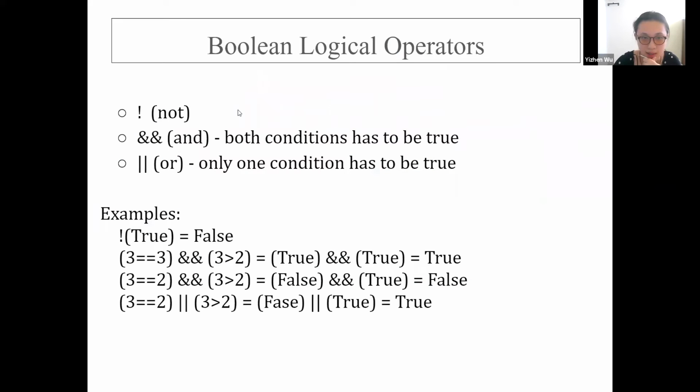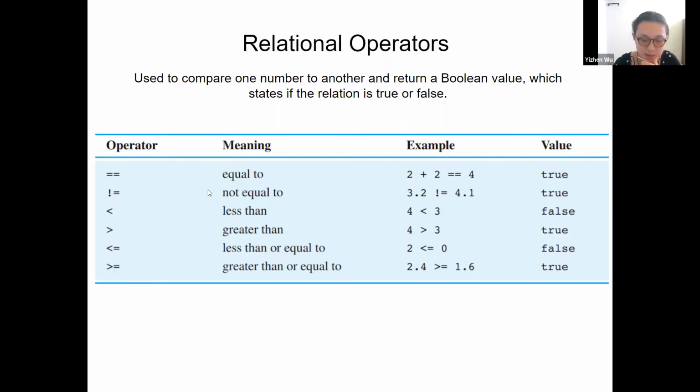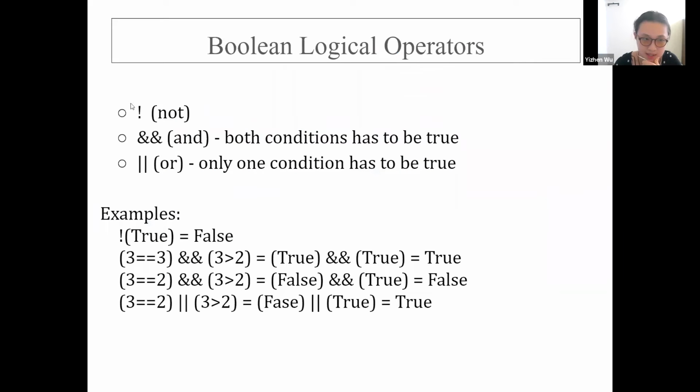Then there are some Boolean logical operators. For example, we have this exclamation mark, which just means not. As we saw earlier, not equals means not equal, so this symbol means not. The double symbol here, I don't know what it's called, means and. It will only return true if both conditions are true. We're going to look at examples later, so just remember. And the two lines mean or, so only one has to be true.